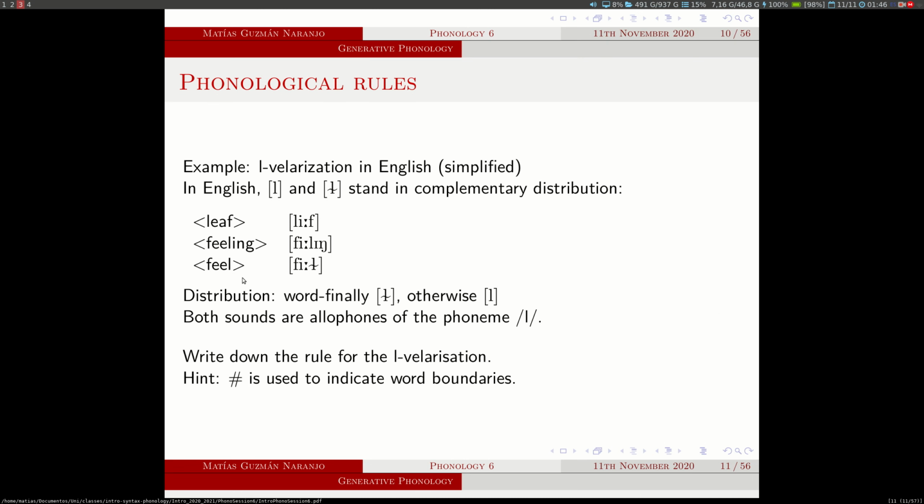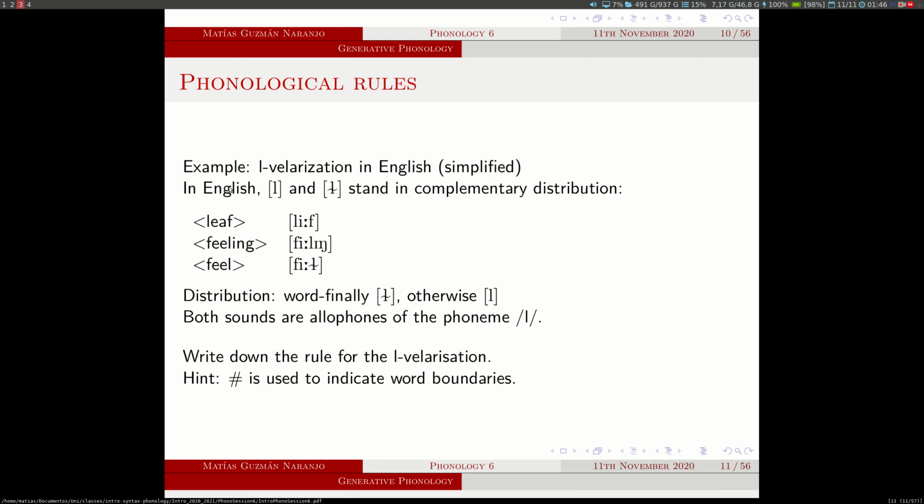The same kind of process happens in many languages. I would say most languages. In English, you have, for example, an allophone between l and dark l. This is the dark L, and the context is very simple. Dark L happens word finally, l happens everywhere else. And here are a couple of examples: live, feeling, and feel.